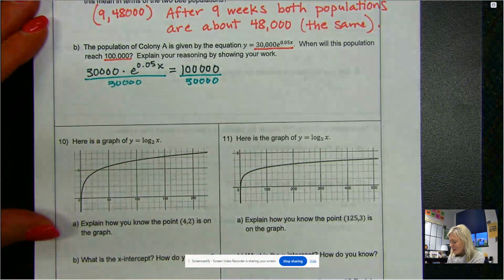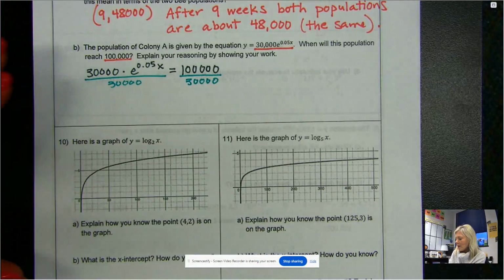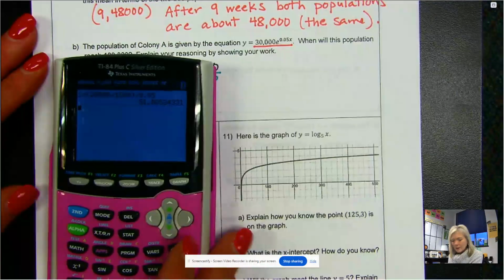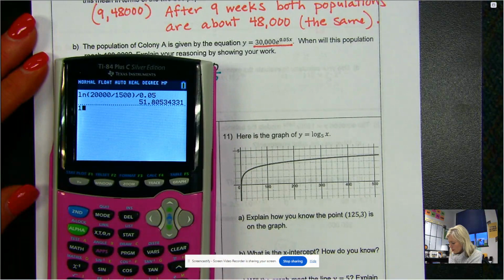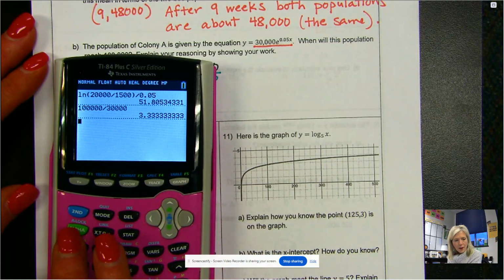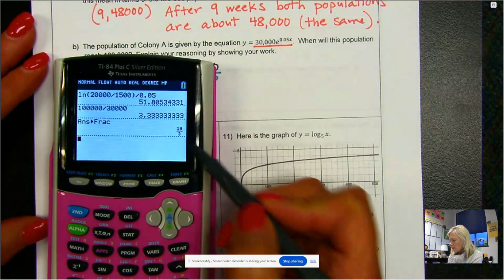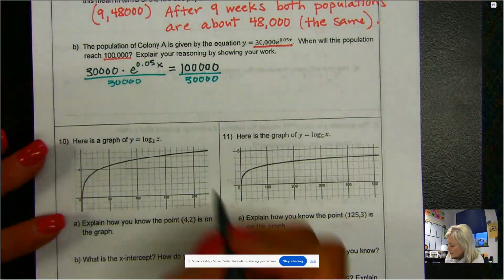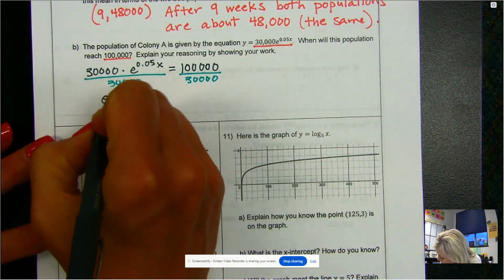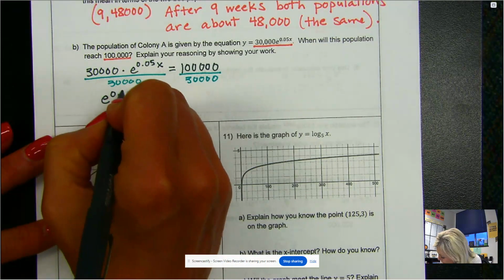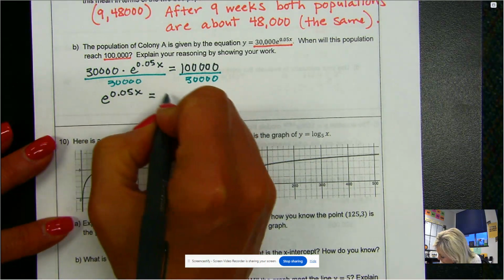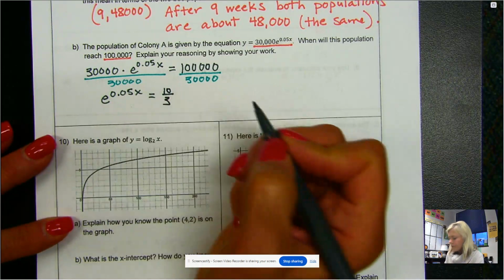So we're going to solve this by dividing. Now, again, when I put this in my calculator, I get 100,000 divided by 30,000. I get, ew, yuck. So I'm going to go math, enter, enter, and it's just 10/3. So I'm going to use the fraction 10/3 rather than a decimal. Okay, so e to the 0.05x is equal to 10/3.